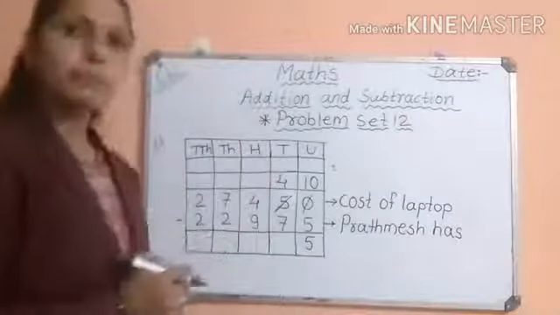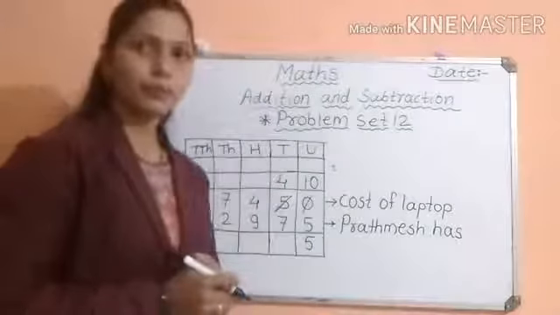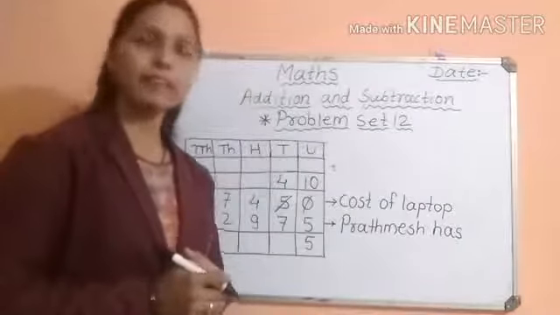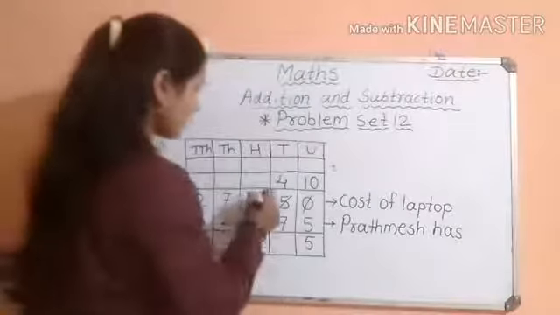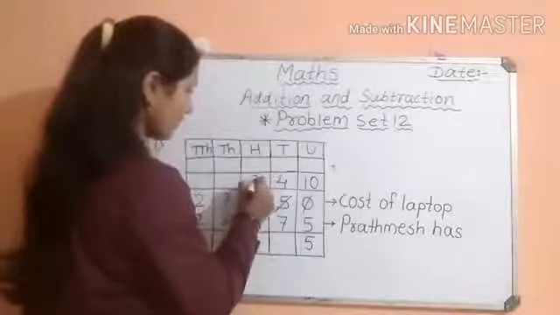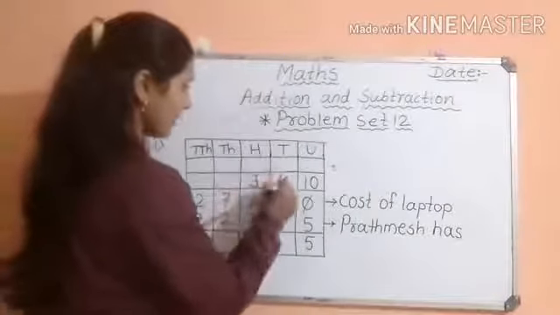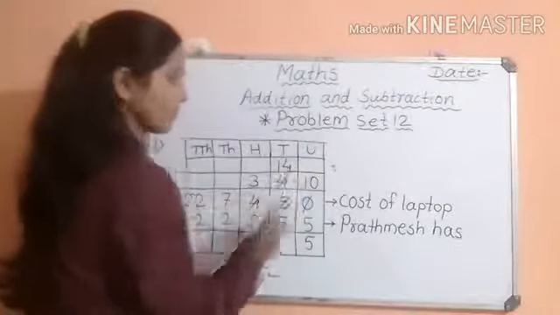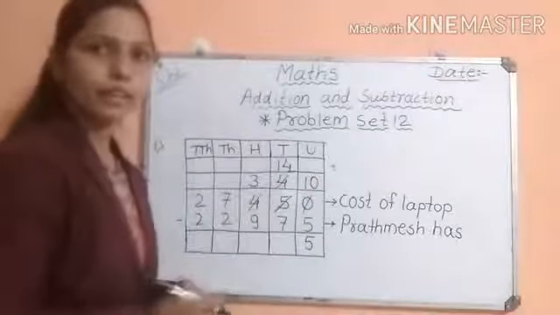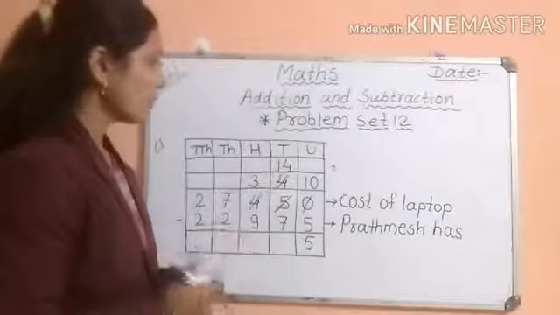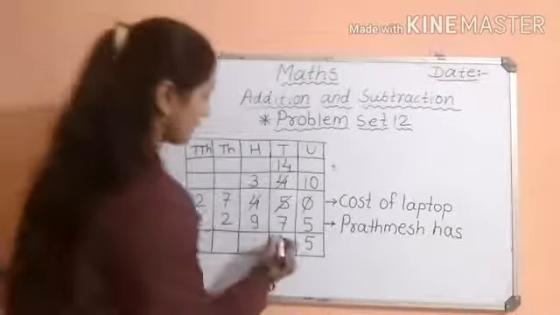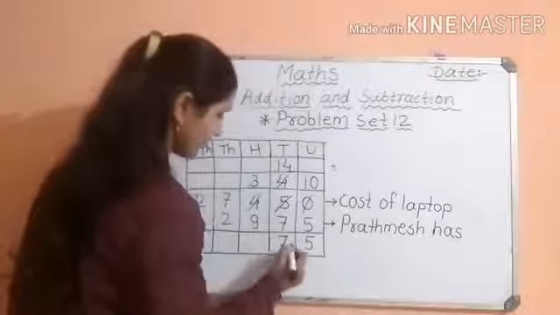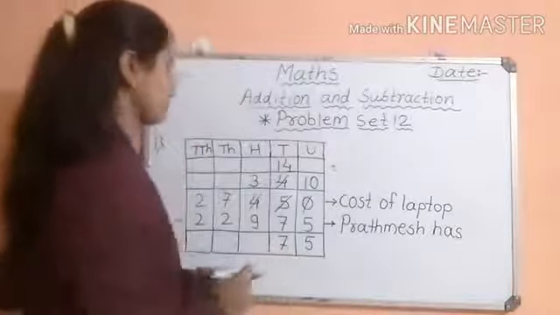Now can we subtract 7 from 4? No. Again we have to take one borrow from the next number. The next number is 4, here 3 will remain, and here will come 14. Yes. Now 14 minus 7, correct, 7.